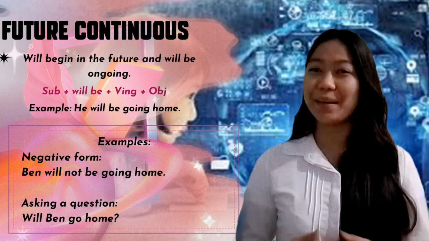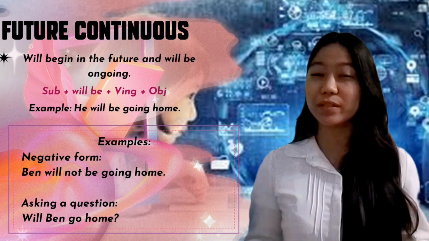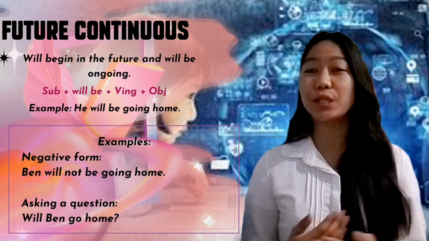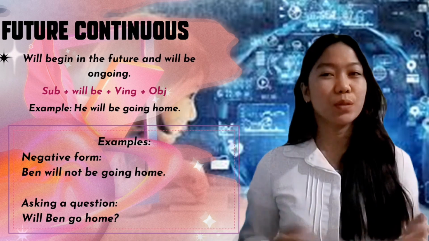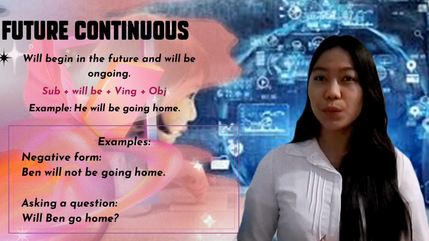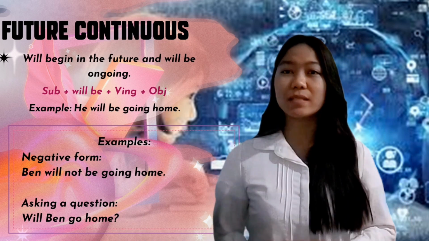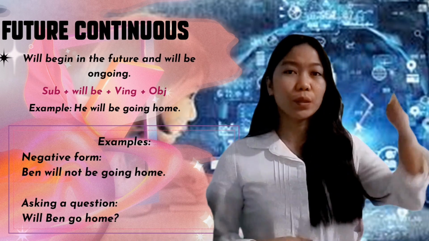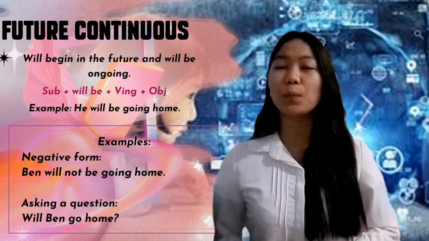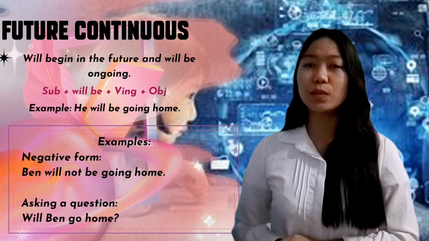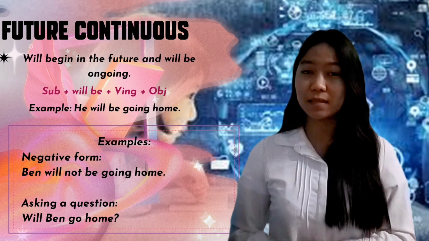Hi everyone, I am Teacher Kimberly and I'm going to discuss the future continuous tense. What is the future continuous tense? It is also referred to as the future progressive tense. It is a verb tense that indicates that something will occur in the future and continue for an expected length of time. So, how can we construct the future continuous tense?